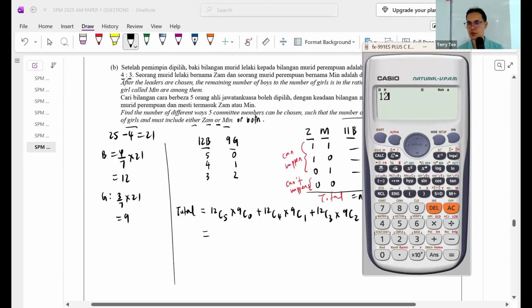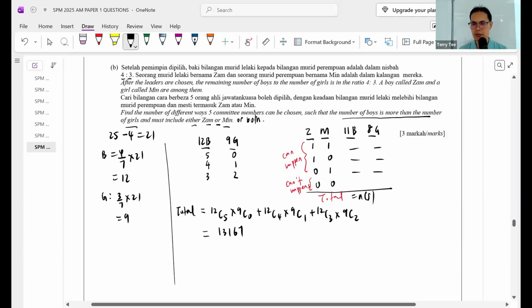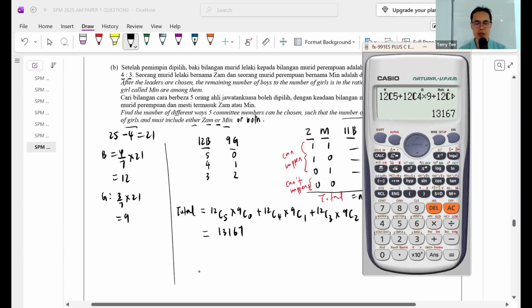12C5, 9C0, no need, because 9C0 is 1. Then 12C4, 9C1 is 9. Then 12C3, 9C2. The answer is 13167. Am I right? I hope I didn't make a mistake. Correct? Okay, now, probably I need to move this down a little bit.